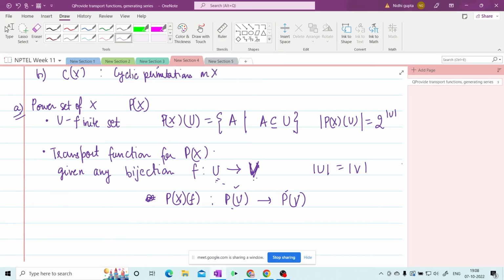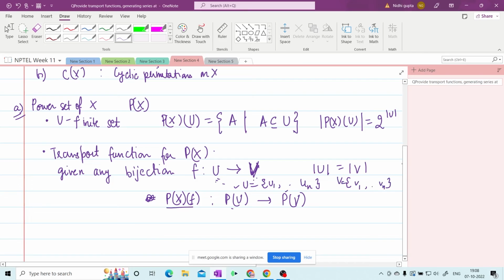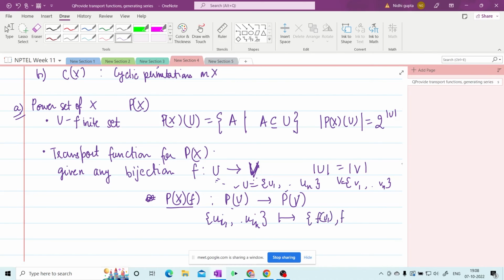So here a bijection basically means that we are just relabeling the elements of u. So if we have u1 to un and v is v1 to vn, then this power set transport function simply sends some A, which is suppose ui1 through uik, to f of ui1, f of ui2, up to f of uik.